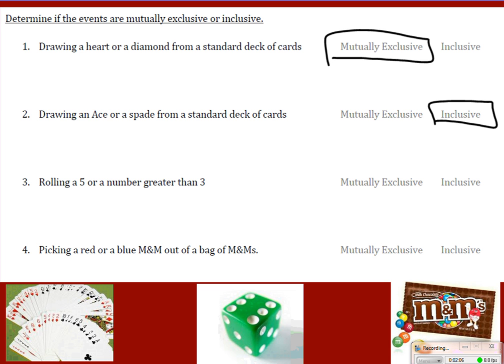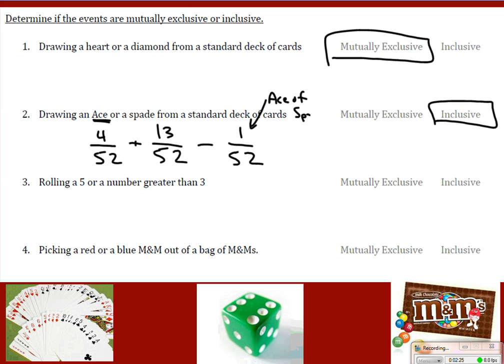So the probability for this one's going to look like this. Probability of drawing an ace is 4 out of 52. Probability of drawing a spade is 13 out of 52. But I also need to now subtract 1 out of 52, okay, because there's one ace of spades. That card got counted twice. It got counted here as an ace and it got counted here as a spade. So I need to take care of that by subtracting it. So that's how I'd figure that out.